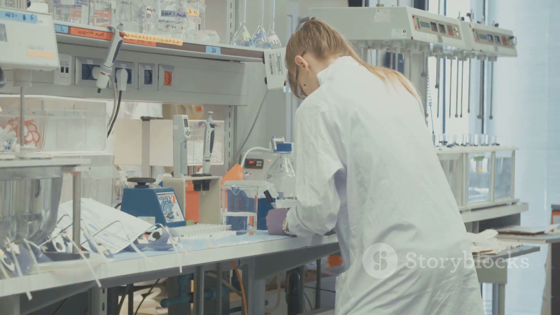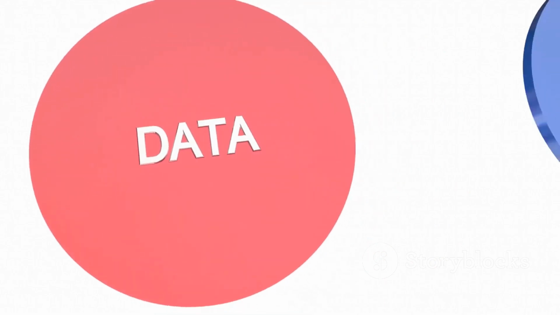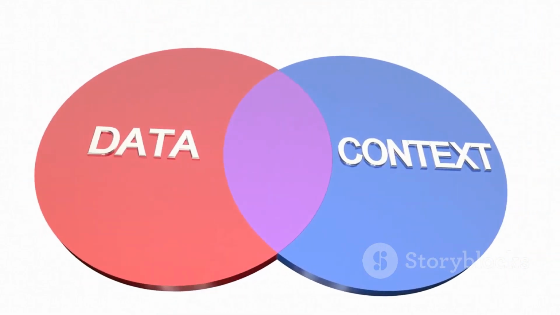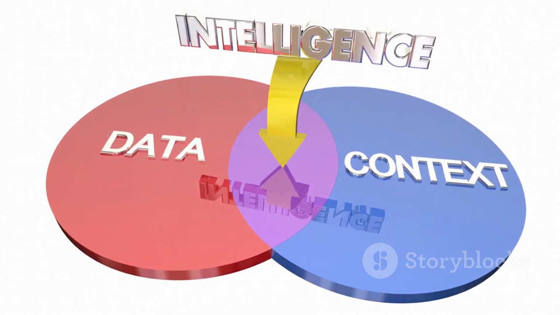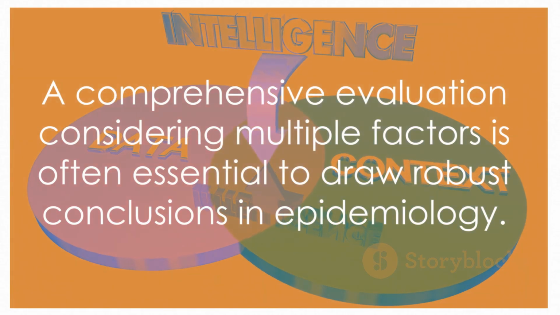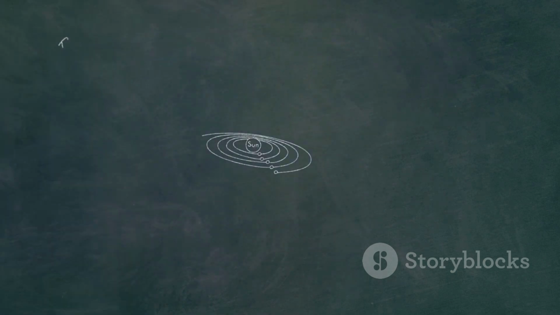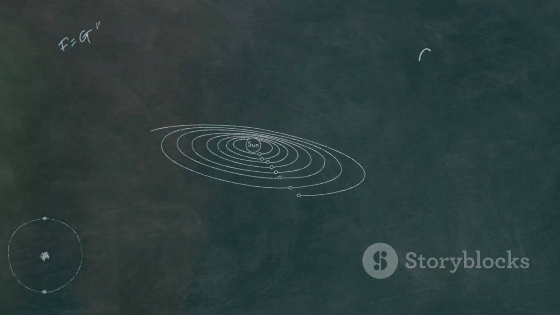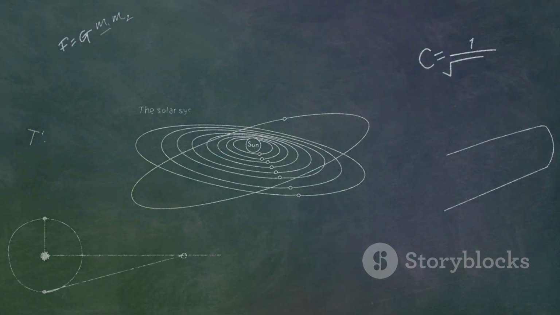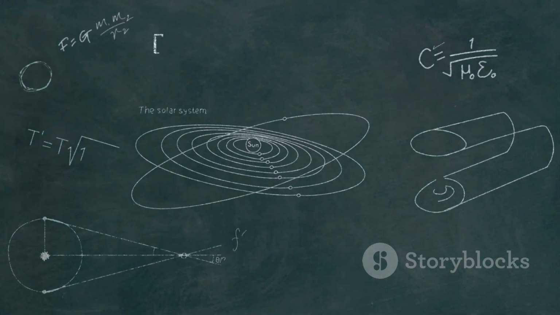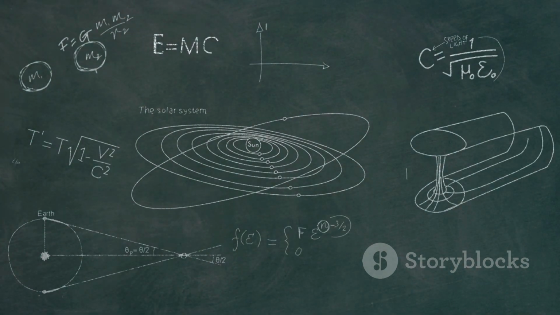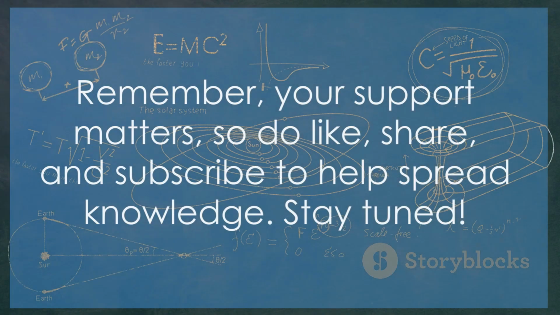And 8. Experimentation. Experimental evidence can provide strong support for a causal relationship. Finally, 9. Analogy. Sometimes the effect of similar factors may be considered. Remember, while each of these criteria aids in the assessment of causality, not all of them need to be met for a causal relationship to be established. A comprehensive evaluation considering multiple factors is often essential to draw robust conclusions in epidemiology.